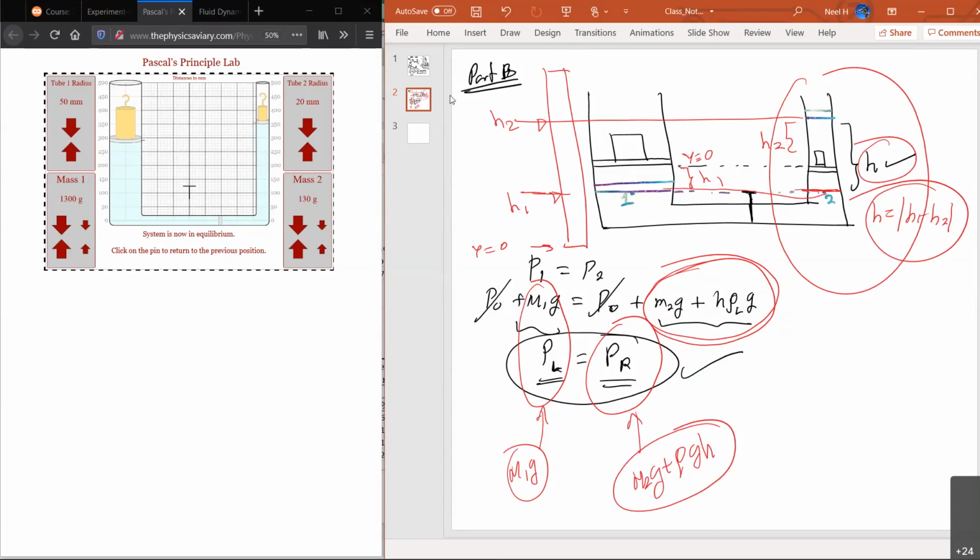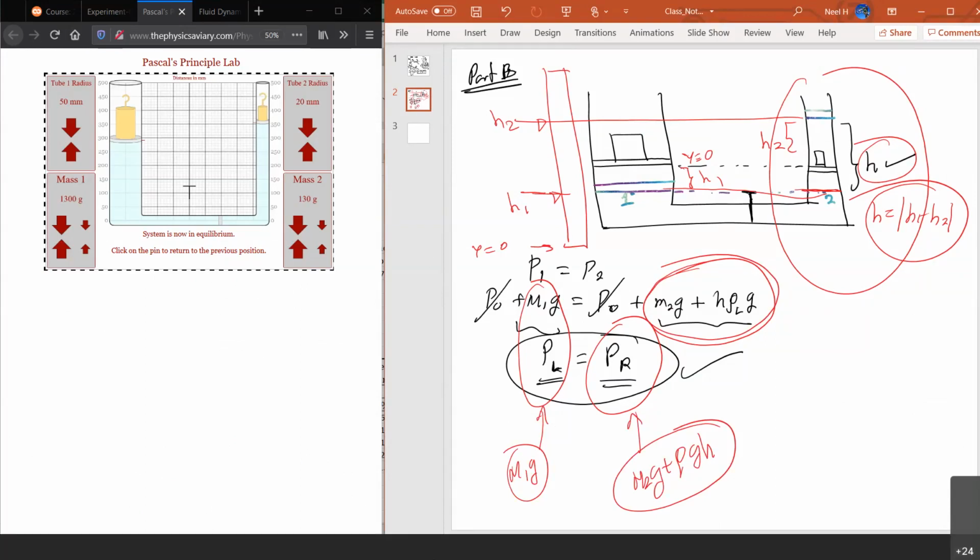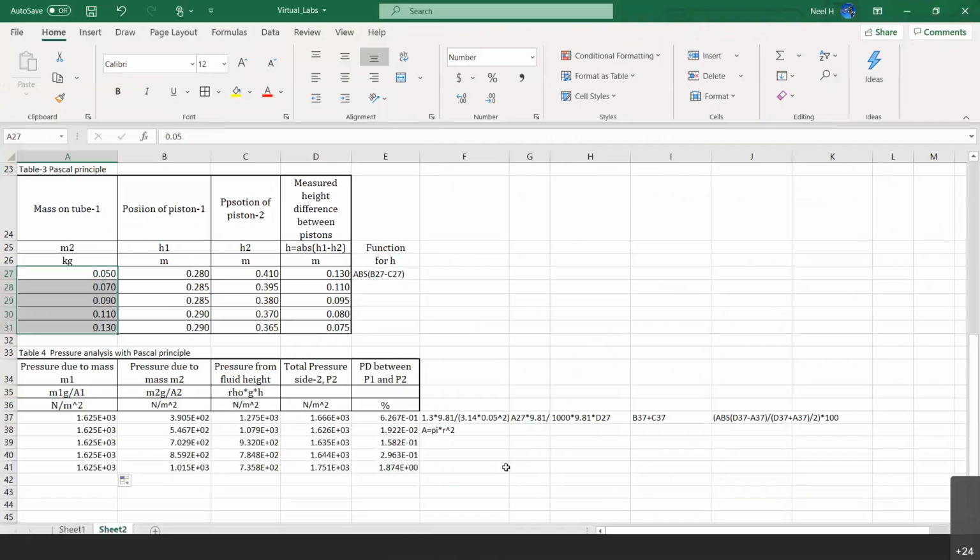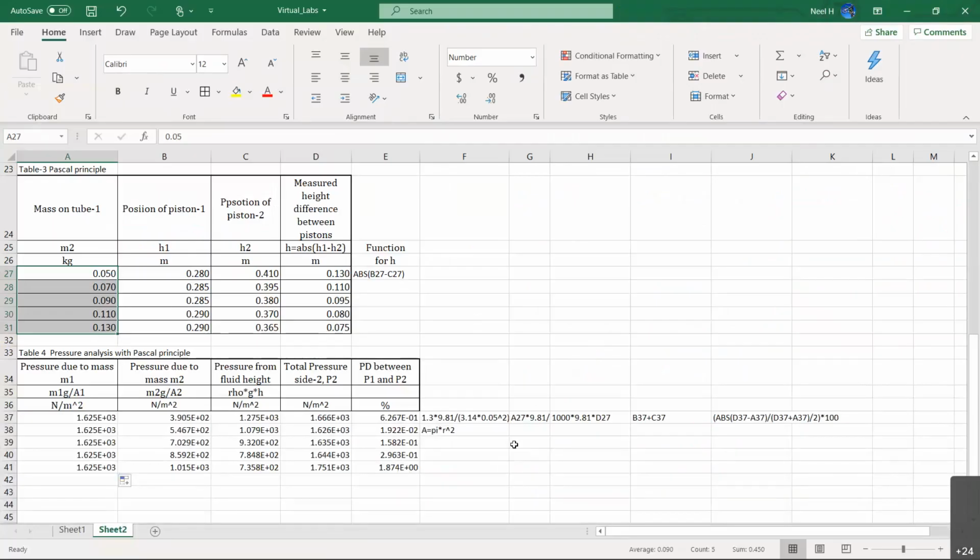Then we're checking whether those two are the same or not. If it is the same, then we have the right answer. If it is the same, we know the Pascal principle is correct, and if not, the Pascal principle is incorrect.